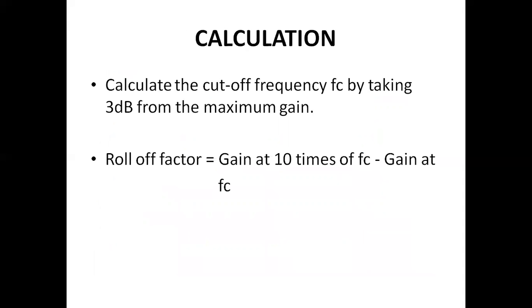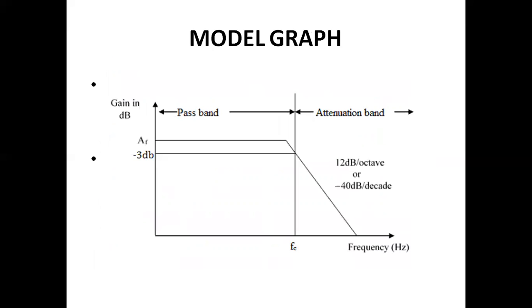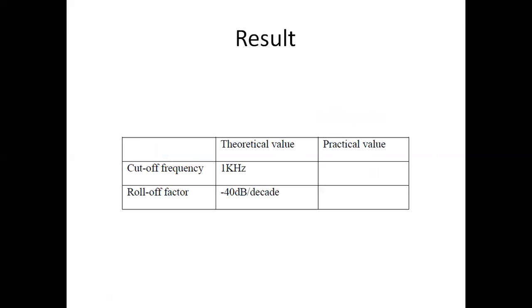After the experiment, you have to calculate the cutoff frequency. You have to plot the graph like this in dB. You know this: you have to come 3 dB down and find the cutoff frequency. You also have to calculate the roll-off factor. That is the part you have to do, and you have to write how much value you practically get.